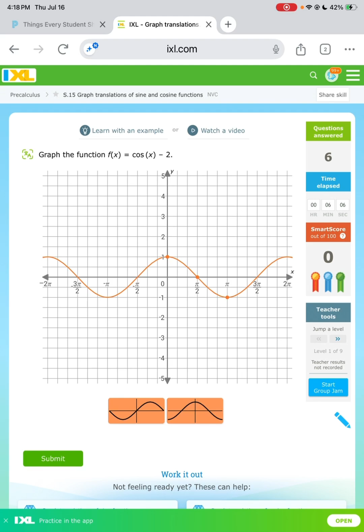Now, the way that we're going to graph these is by using basic transformations. Notice it's asking me to graph cosine of x minus 2. So all we're going to do is take this graph and drag it down 2 units. So we're going to drag this middle point, and we're just going to drag it down 2 units. And that's going to be my graph.